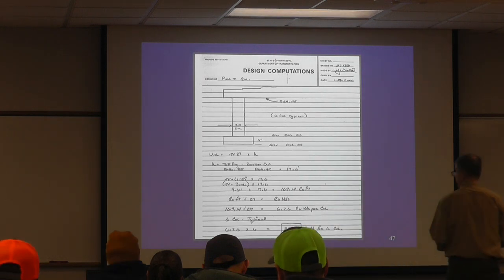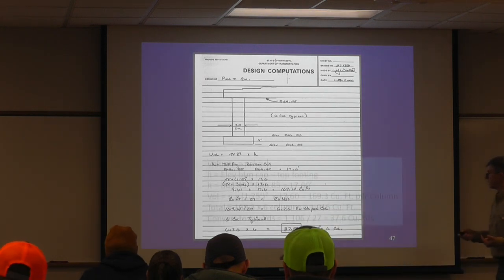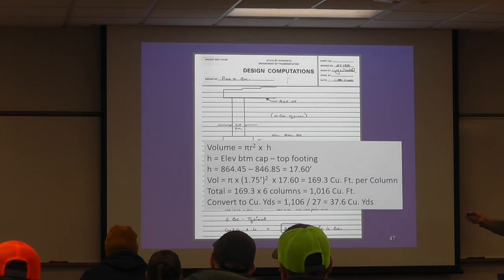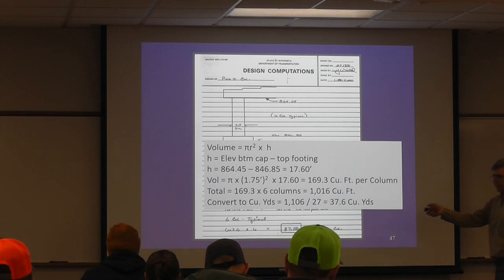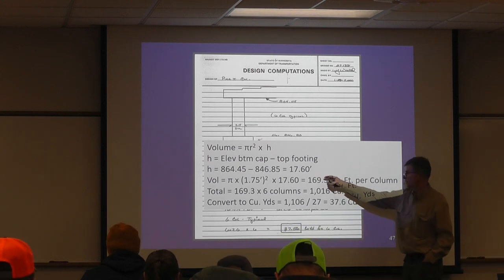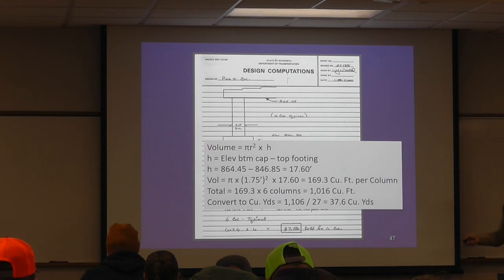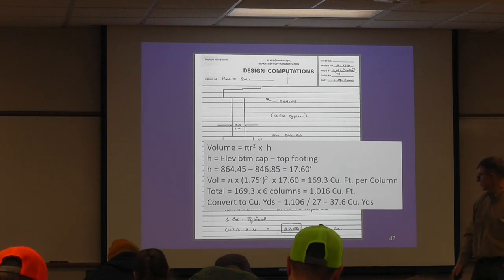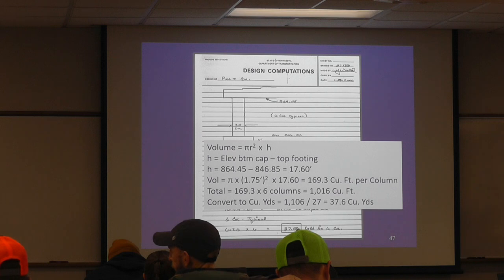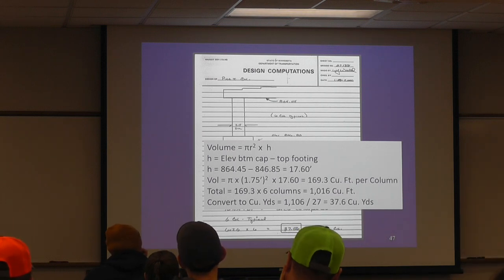So the volume is pi r squared times the height. And we just put it so we can see it a little bit bigger. Volume, pi r squared times the height of the cap. We can do it by elevation. I think there's somewhere in the plans that actually give us the dimension as well. So then just do the math. It's 169.3 cubic feet per column. 6 columns, you get that much, divided by 27, 37.6-ish cubic yards. So that's what we have for now. And any questions on how to get the volume?